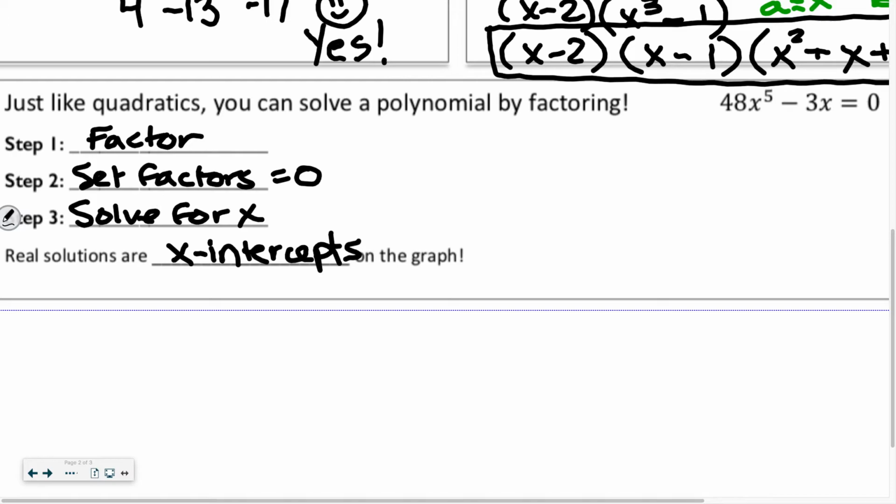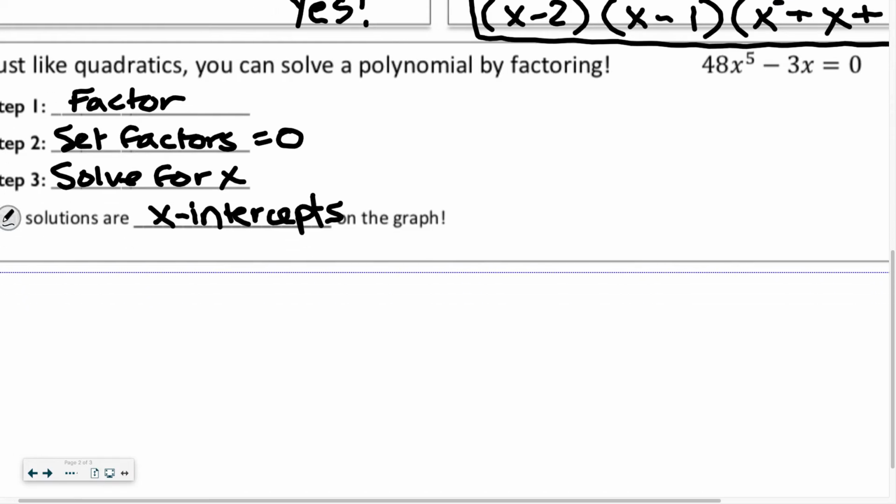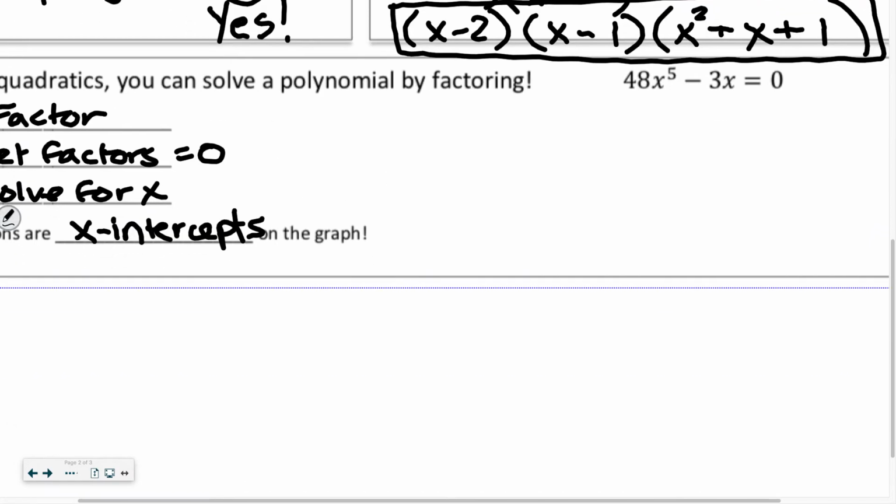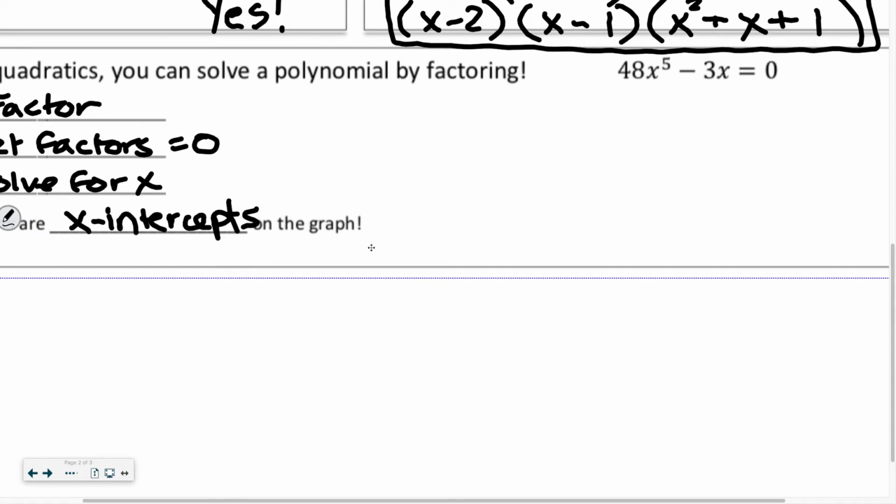Okay, so let's try this example over here on the side. 48x to the 5th minus 3x equals 0. Now notice this problem is different than the things you did on your homework yesterday because it now looks like an equation. It has 2 sides. If you look back in the book at the problems that you did yesterday, they're just expressions, things that you factored but you didn't have to solve for x because they weren't equal to anything. Now we know it has to be equal to 0.